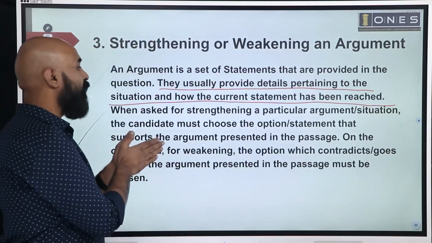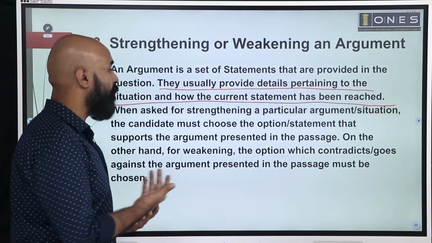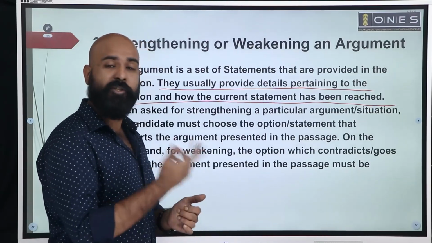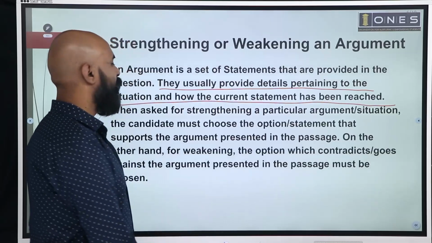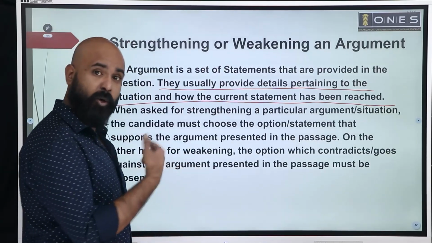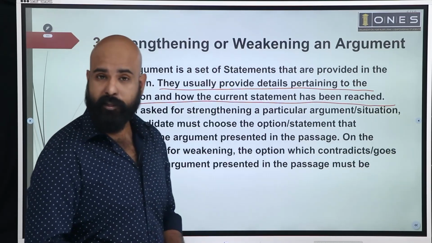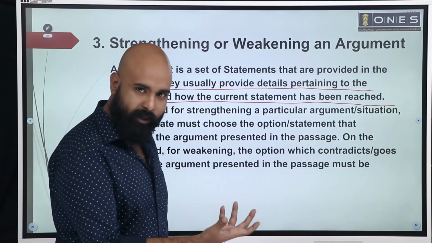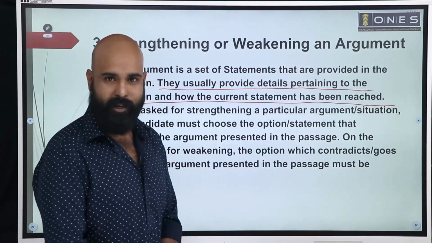When asked for strengthening a particular argument or situation, the candidate must choose the option or statement that supports the argument presented in the passage. Strengthening means support. On the other hand, for weakening, the option which contradicts or goes against the argument present in the passage must be chosen. So once again, strengthening means supporting, weakening means going against. Simple. Let's go to the next one.